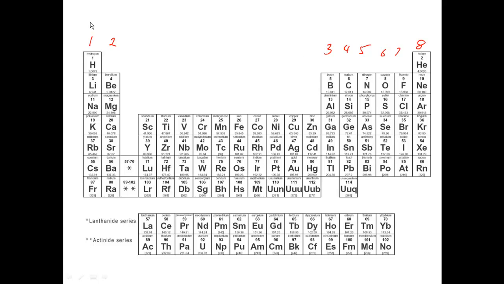You also need to know that column 1, these are the alkali metals. And group 2, these are the alkaline earth metals. If you don't know that, you need to make sure you write them down. Alkali metals, alkaline earth metals. Group 7, these are the halogens. And number 8, these are the noble gases. So you need to know those names.